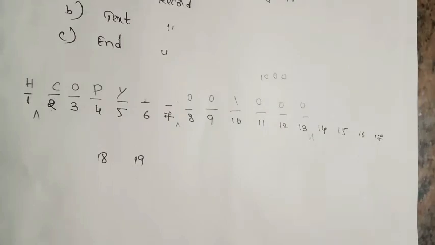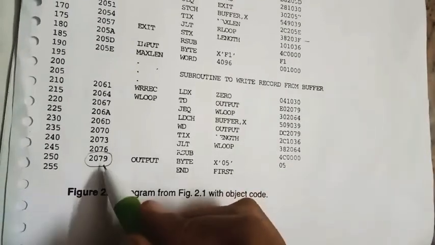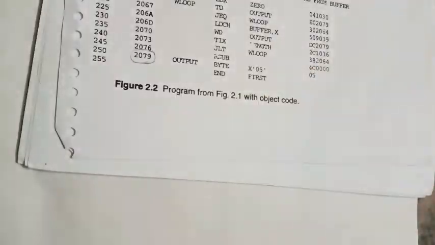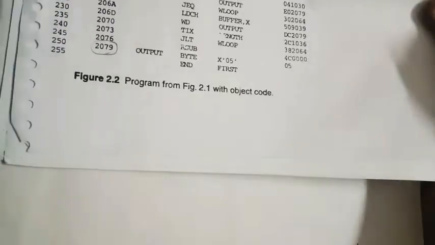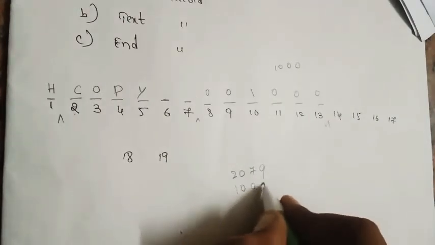Here we need to write the length of the program. How to find the length of the object program, guys? We have the formula: end address minus starting address plus 1. Let us see, what is the end address, guys? At last, in the location column, we have 2079 as the end address. Then what is the starting address? 1000. Just write it here and subtract.